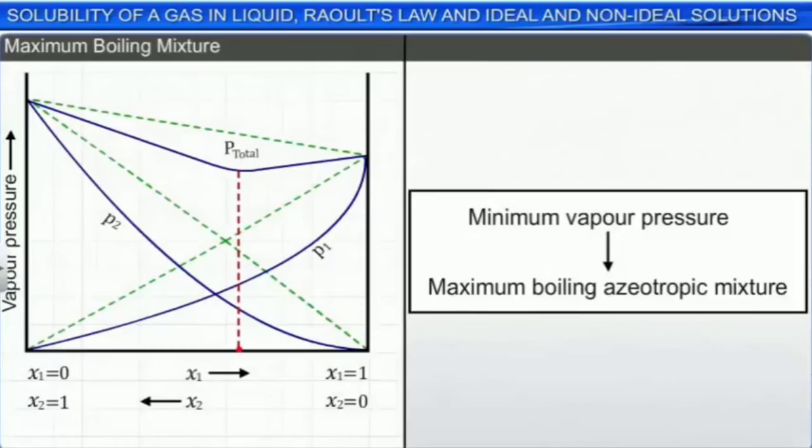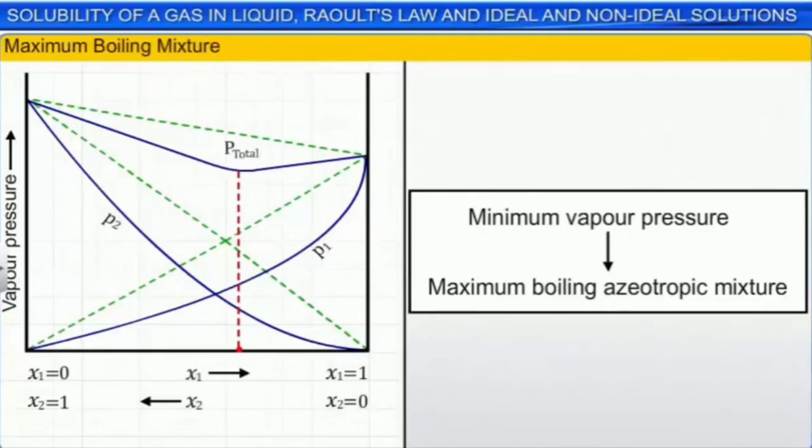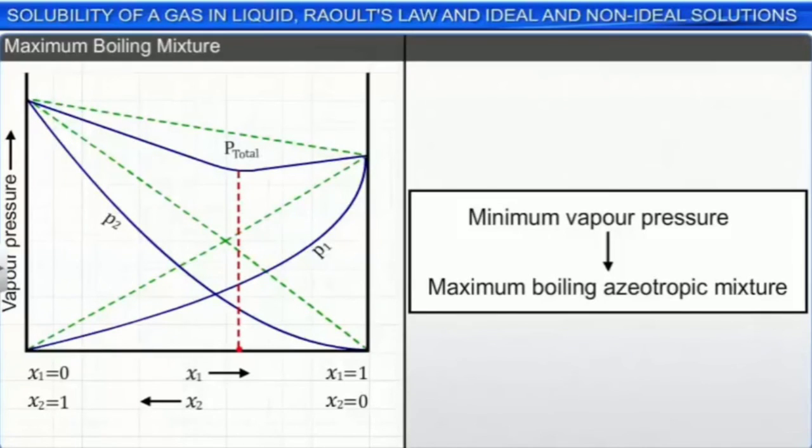Let us now discuss the other type of azeotropic mixtures, the maximum boiling azeotropic mixtures. When the magnitude of negative deviations from ideality is very large, the total pressure curve in such cases passes through a minimum X. As you can see in the diagram, the point X corresponds to the minimum vapor pressure, so this will result in a maximum boiling azeotropic fraction.